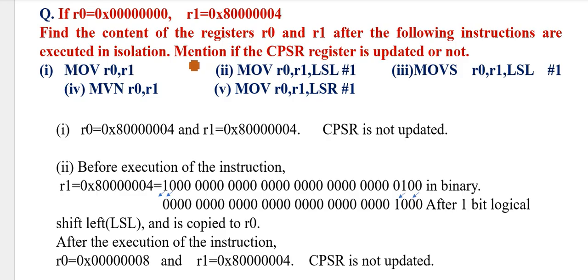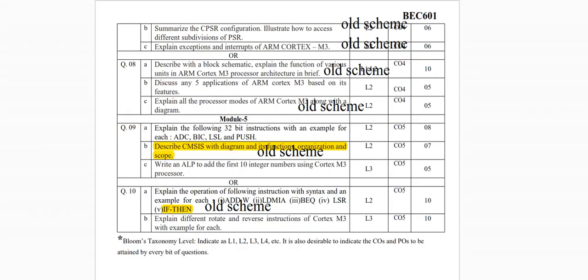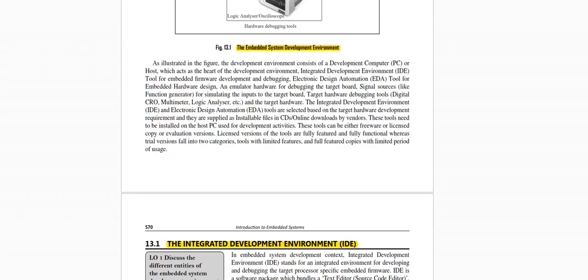You also have to mention whether the CPSR, the current program status register, is updated or not. CPSR is the current program status register, which has flags. So you have to specify whether the flags are updated or not. I will show you which flags are there.